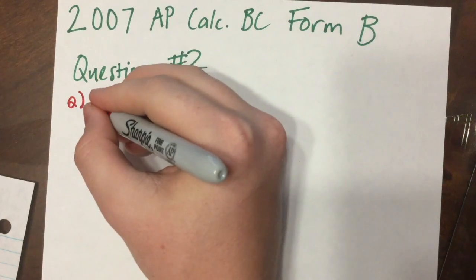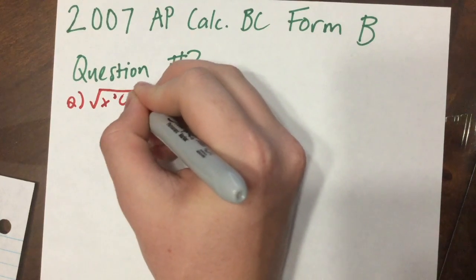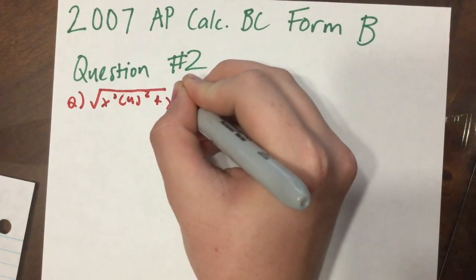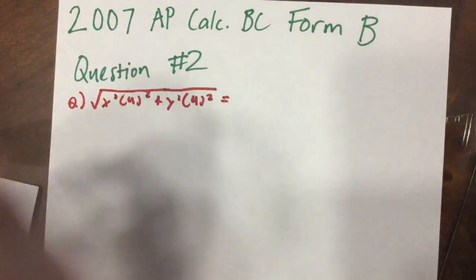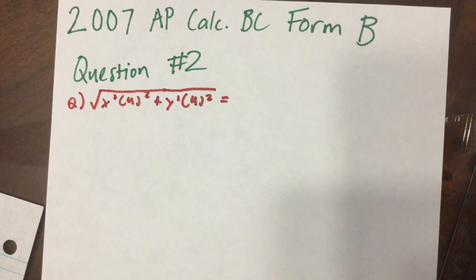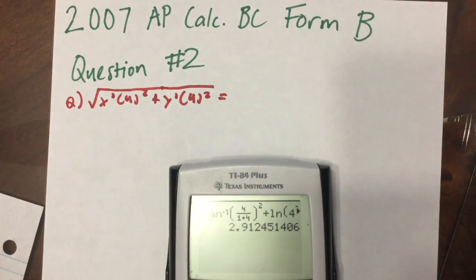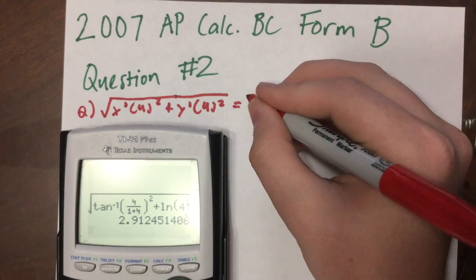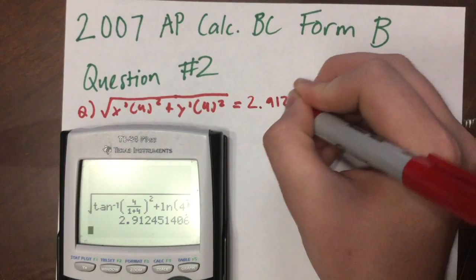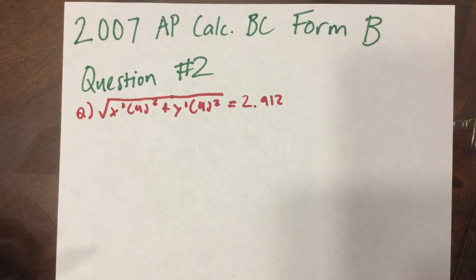Speed is given by the square root of x prime at 4 squared plus y prime at 4 squared. And we can plug this into our calculators, which we have already done, and it equals 2.912.